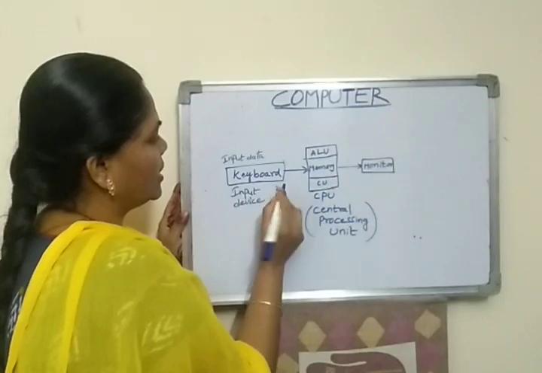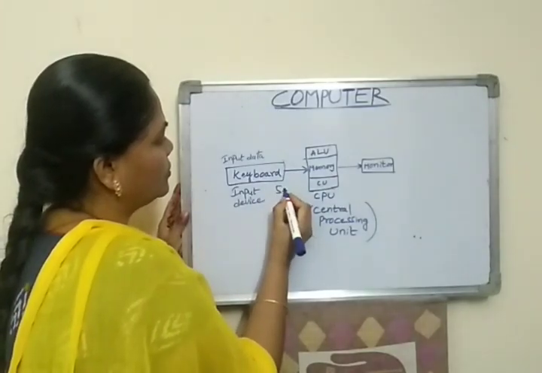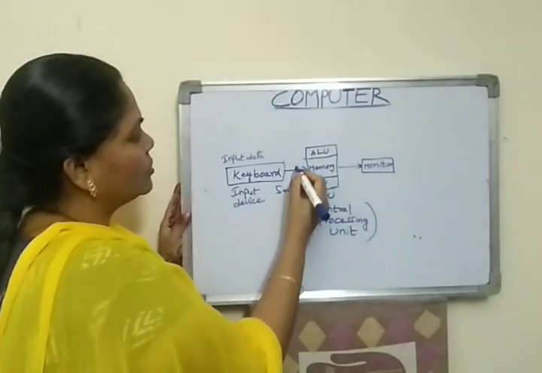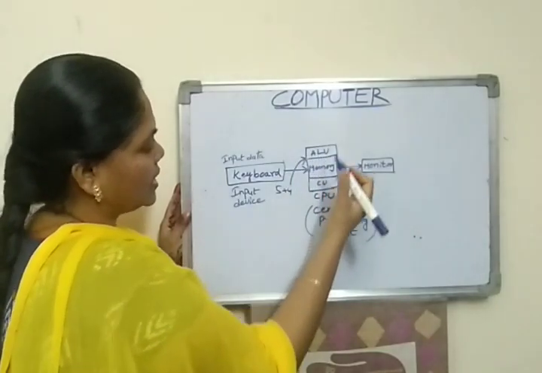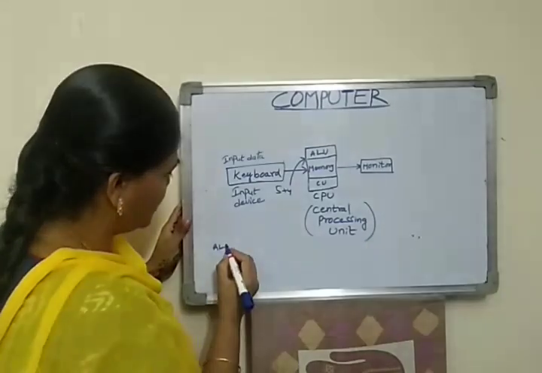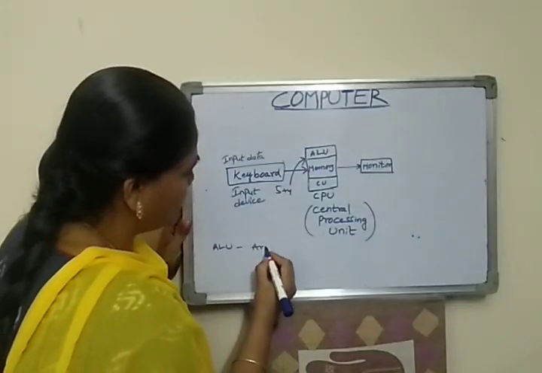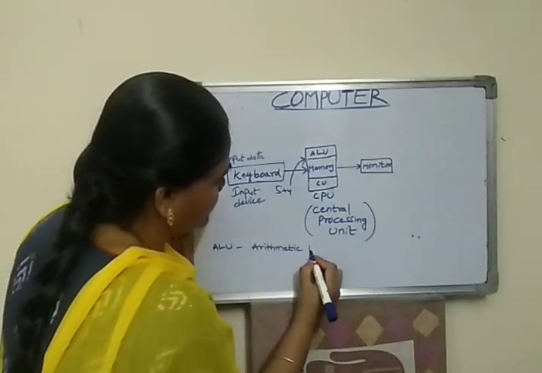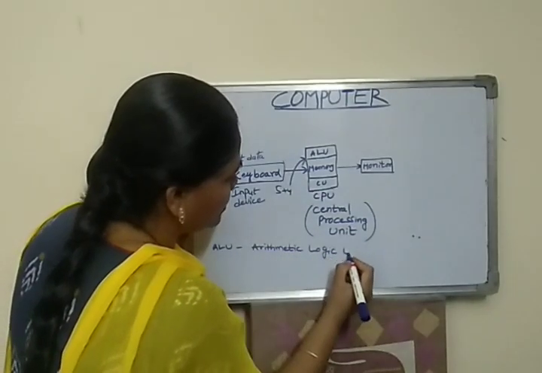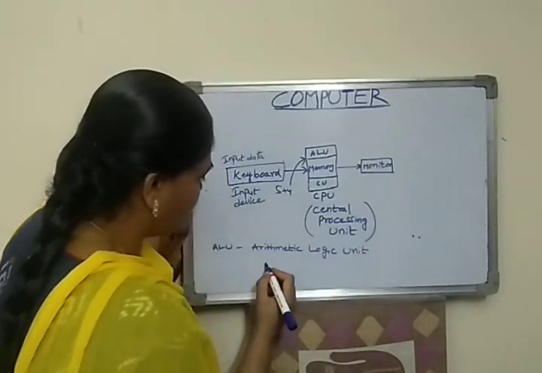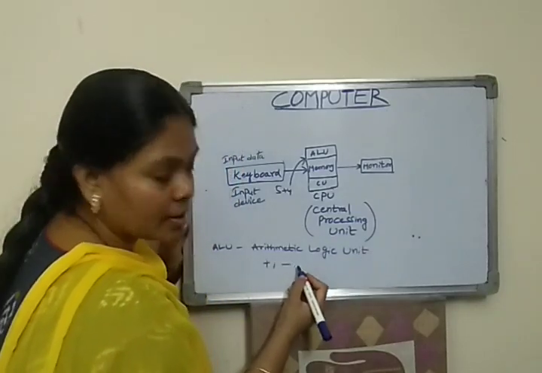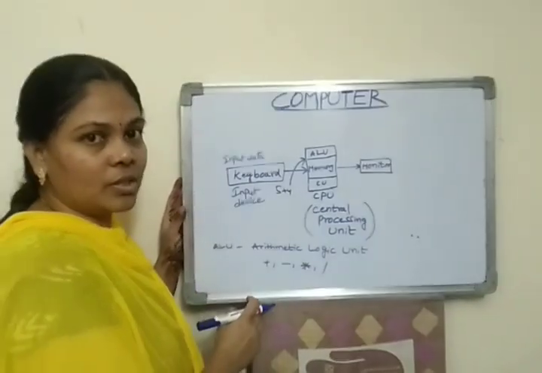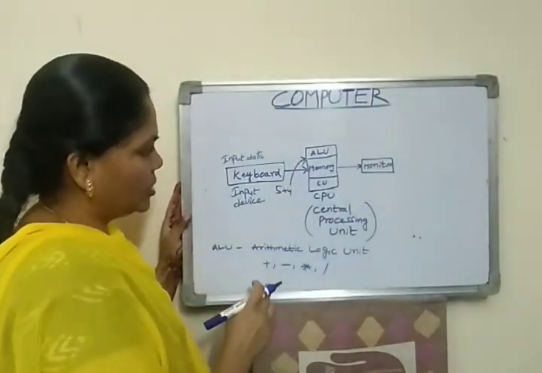Suppose if you want to add 5 plus 4. What we will do? 5 plus 4 we will type from keyboard and it goes to the ALU. ALU means Arithmetic Logic Unit. So in this Arithmetic Logic Unit, the calculations will be done. Okay. So what are the arithmetic operations? Arithmetic operations are addition, subtraction, multiplication, division. So all these operations are done in Arithmetic Logic Unit.